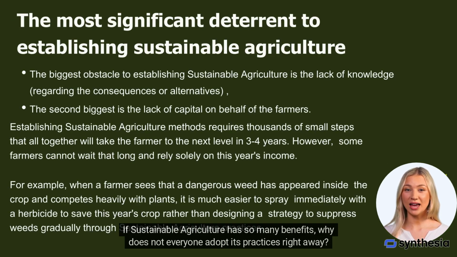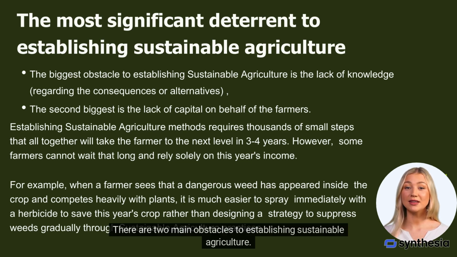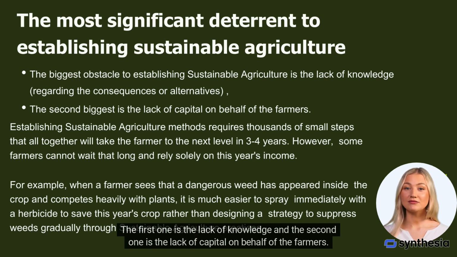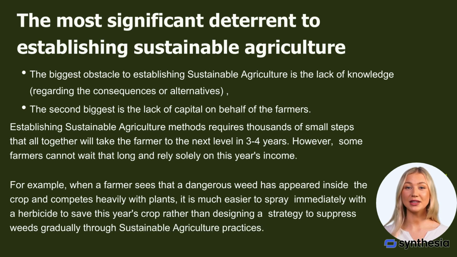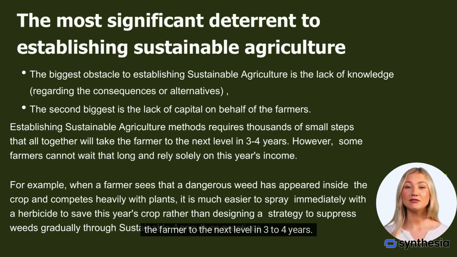If sustainable agriculture has so many benefits, why does not everyone adopt its practices right away? Let's have a look at the most significant deterrents to establishing sustainable agriculture. There are 2 main obstacles. The first one is the lack of knowledge, and the second one is the lack of capital on behalf of the farmers. Establishing sustainable agriculture methods requires thousands of small steps that all together will take the farmer to the next level in 3 to 4 years.